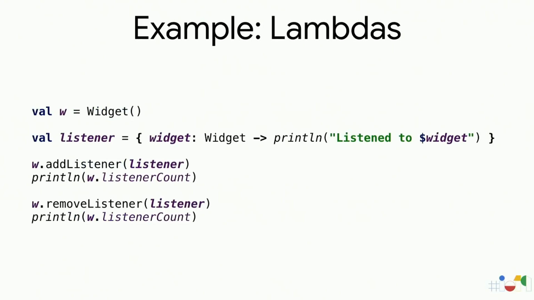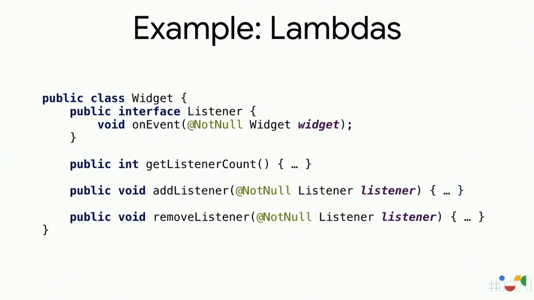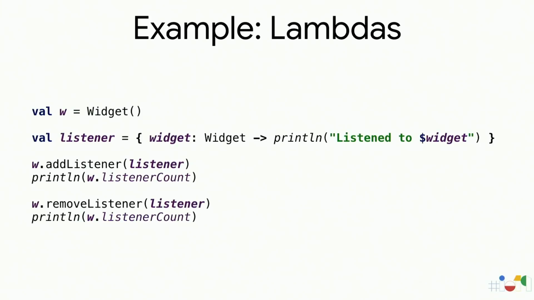Now let's try to use this from Kotlin. So first of all, we instantiate our widget. Then I create my listener as a Lambda. Our single abstract method takes a widget instance as a parameter, so we create a Lambda that matches this signature. It takes a widget, and then we do something with it. We print it. Then I call add listener on my widget, and I print the number of listeners that are registered. And finally, I try to remove that listener, and I print the number of listeners that are registered.